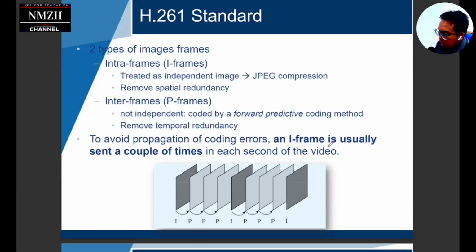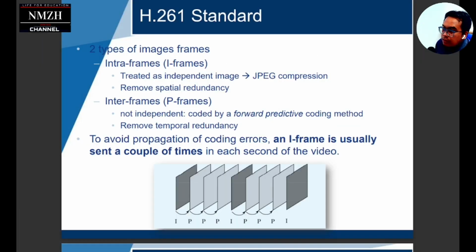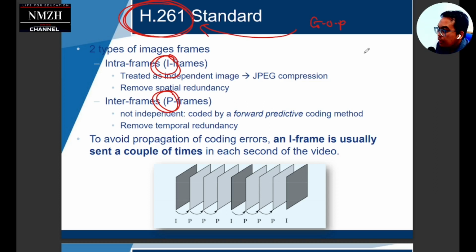So just now we did discuss GOP with 15 frames, right? Remember about that? Okay, so in the H.261 standard, basically the idea of I, B, and P is different. Because in speaking of GOP, this one is not having B, but only I and P. So remember, when we talk about MPEG directly, we use I, B, and P. So H.261 is only using 2 frame types, whereby we use I and P. Okay, so I is treated as independent, similar to JPEG compression that we discussed just now.